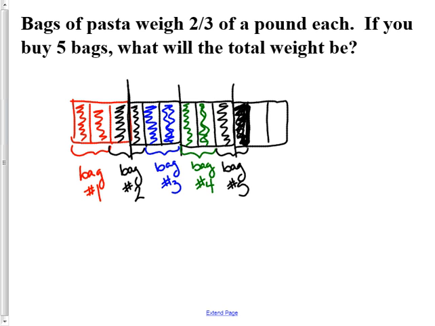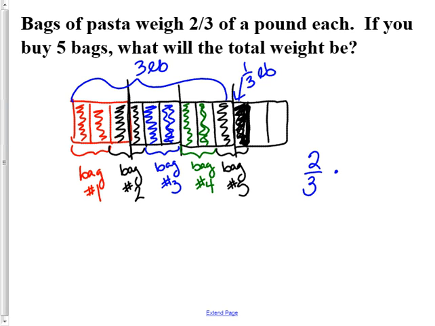Now I made those lines a little bit taller to show where each pound ended or began. That way it's easier to go back and read. So if I look at this, my total weight is 3 1/3 pounds. So this part is 3 pounds, and then here's the other 1/3 pound. So the total weight, 2/3 pounds, 5 times, is 3 1/3 pounds.